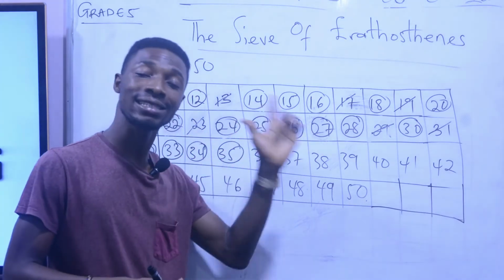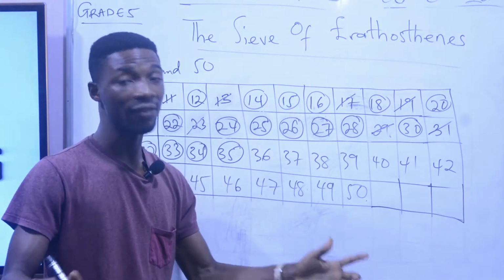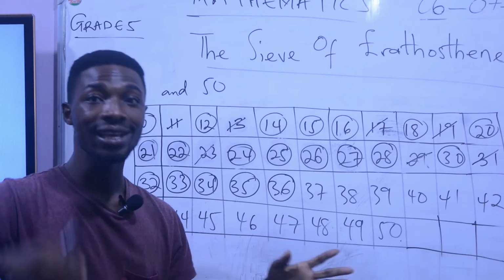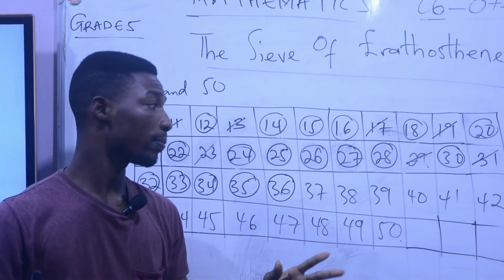36 has 6 as a factor, 1 as a factor, and itself. Therefore, it's not a prime. So 36 has the factors 6, 36, 1. A lot of factors, okay? It's not a prime number.